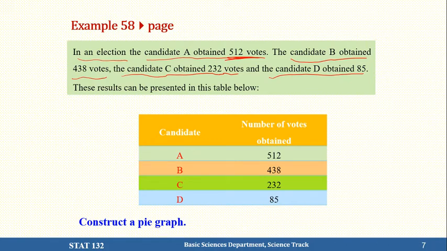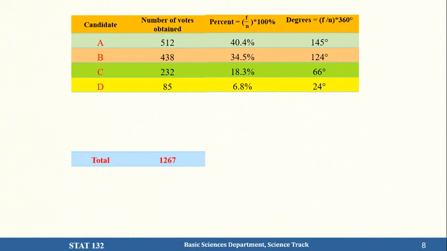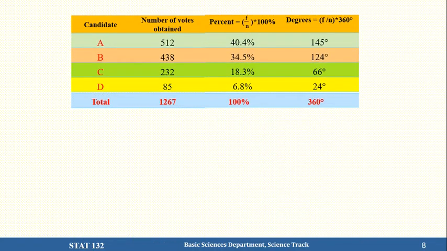So the results can be represented here, like in this chart. A got this many votes, and B got this many votes, and D got this many votes. It says construct a pie graph. Let's see how to calculate the percentages and the angles here. Okay, let me fix this one. It should be angle here.